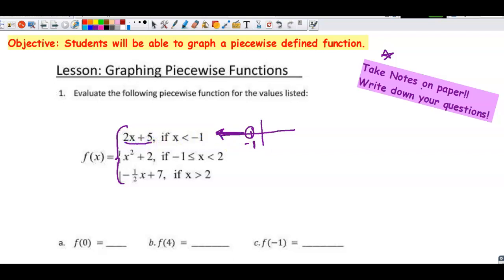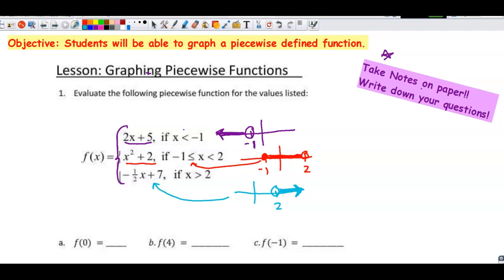So -1, an open dot, and going this way, all the x's that are less than -1 are allowed to go into this function. For the middle function here, if I had my x-axis, it would be between -1 and it's solid because it's equal to that bar underneath the sign there, and then all the way up to 2, and that would be open because there's no equal bar there. And so all the x's between -1 and 2, including -1 but not 2, can go into this equation. And the last equation right here is all the x values that are greater than 2 but not equal to 2. That's going to go that way, and that's allowed to go into this function. So that's what this piecewise function is saying.